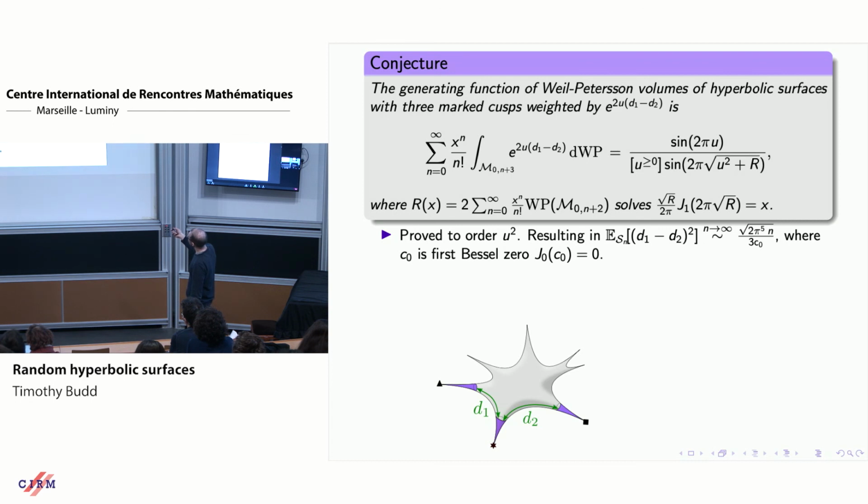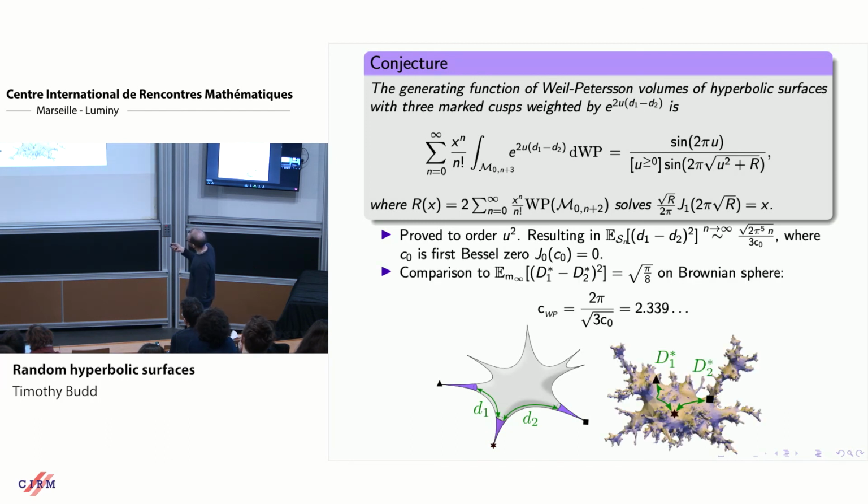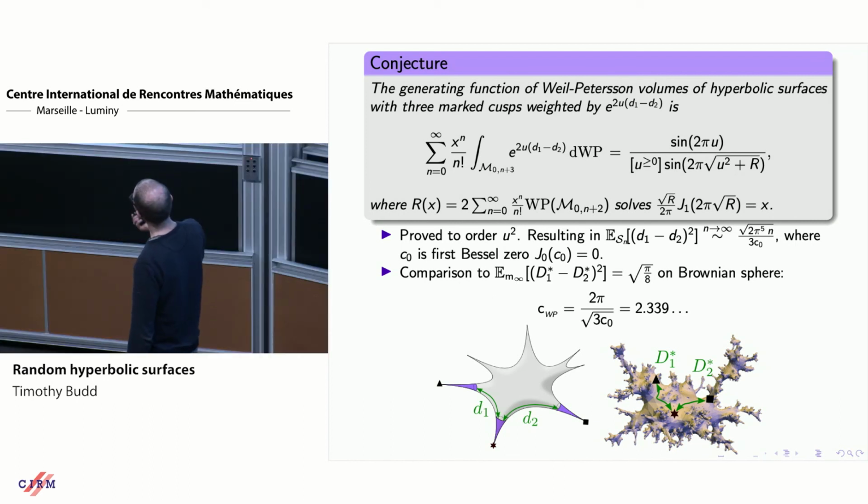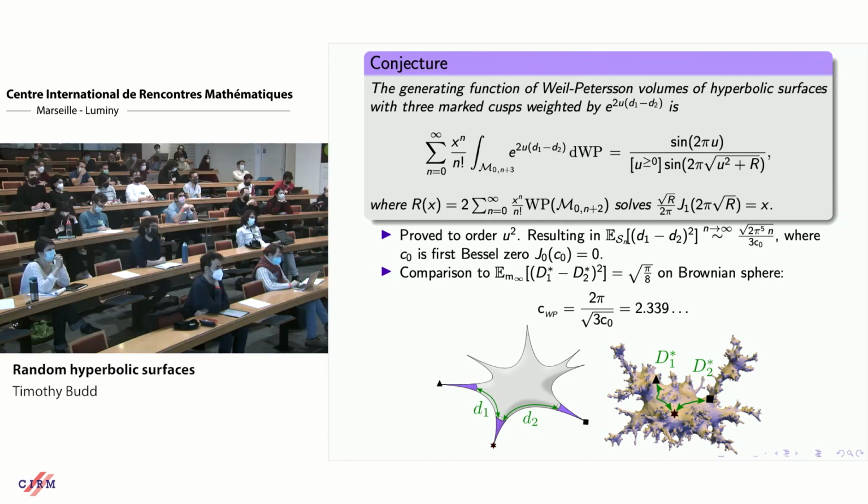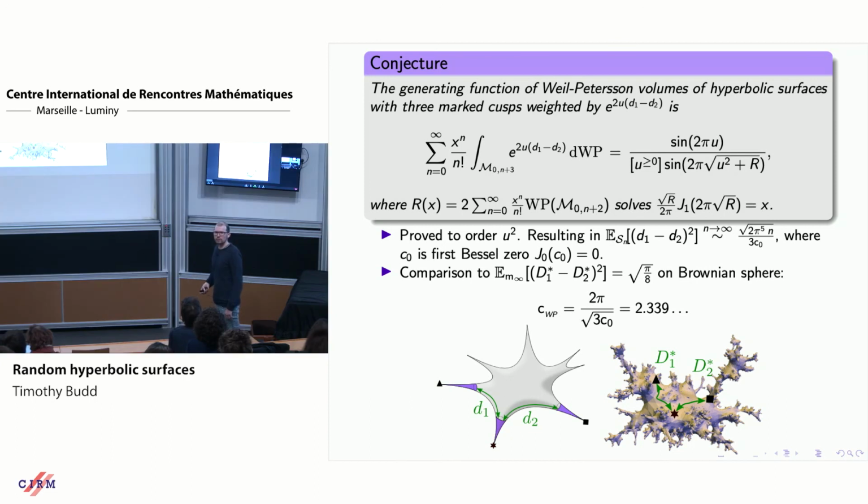And the constant appearing in here is the first zero of the Bessel function. So I can compare this with the corresponding quantity of the Brownian sphere. When I take 3 different points there, then I know that it's given by square root of pi over 8. So that gives a fairly simple expression for this overall scale of the hyperbolic surface in terms of the Bessel zero. But in principle, there is a much more general story here that is yet to be uncovered.